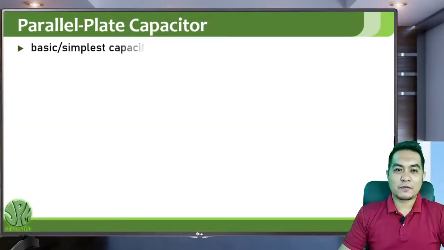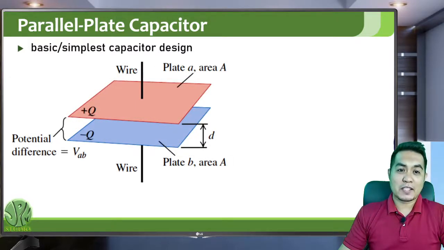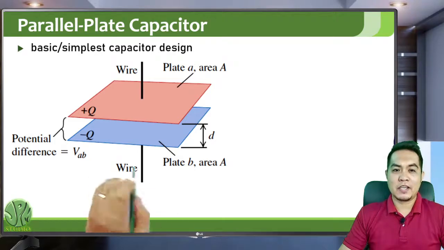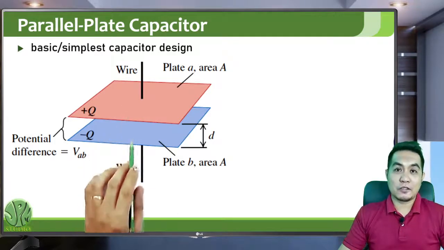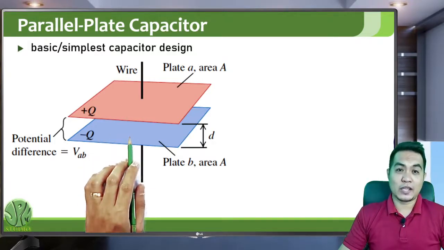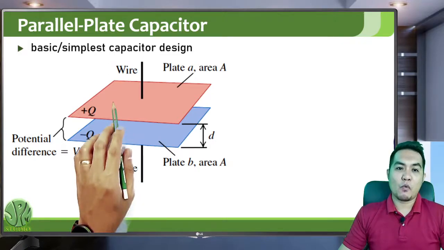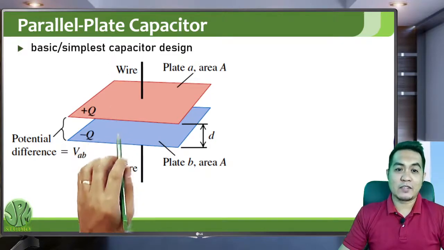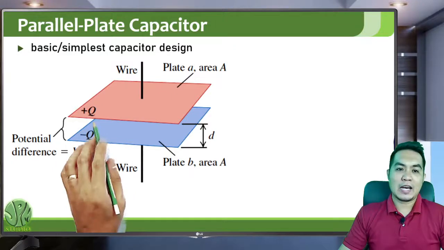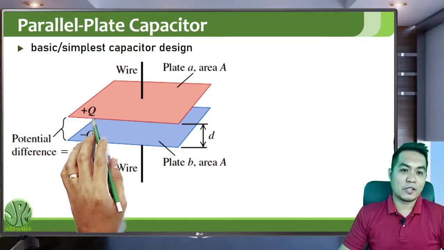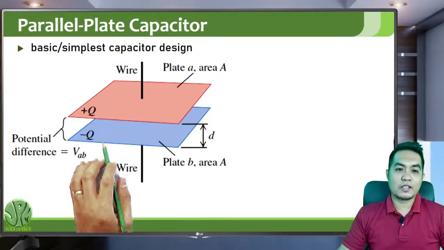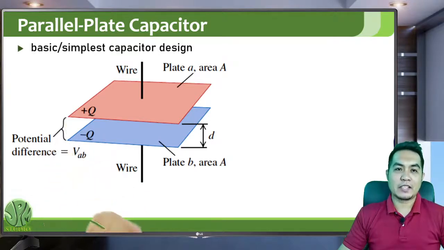So the simplest form of a capacitor is the parallel plate capacitor. This is the basic and the simplest capacitor design. You just have two flat sheets of conductor, two conducting flat sheets. Both have the same area A. One is positively charged, the other one is negatively charged. So they have a potential difference or voltage VAB.